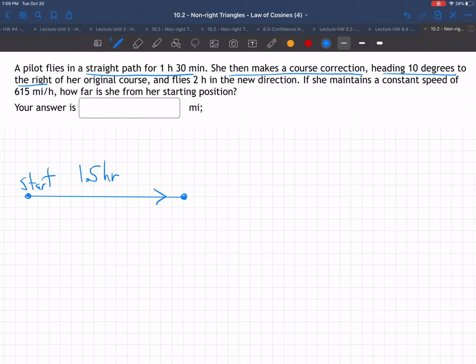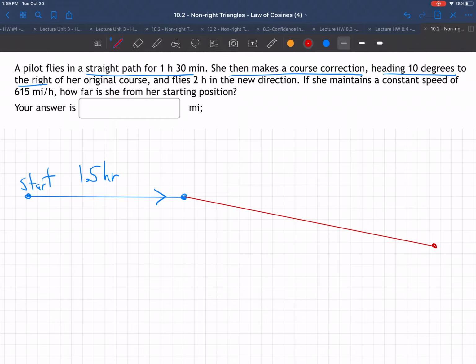So right here, she heads off at 10 degrees to the right. Oh, whoops. Let me try that again. I'll make my straight line tool. There we go, about like that. That's 10 degrees to the right. Let me make it a little bit larger just so we can see it easier. I know it's only 10 degrees, but I'm going to make it look like more than 10 just so we can see it better. Okay, so there we go.